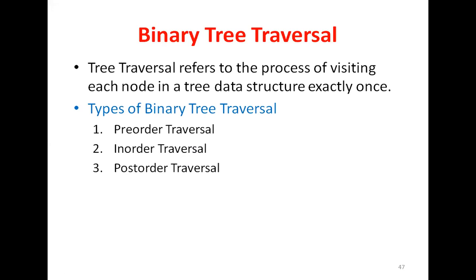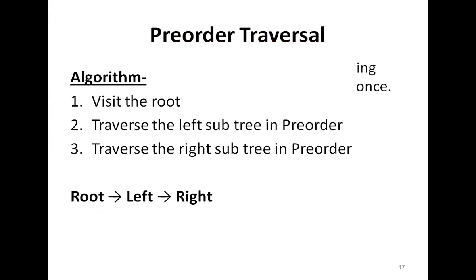So traversing means visiting each node of the tree exactly once. We'll visit each and every node, but exactly once. And how will we visit? Three methods are there: preorder traversal, inorder traversal, and postorder traversal. Now I'm going to discuss all these traversals one by one in more detail. First is preorder traversal.